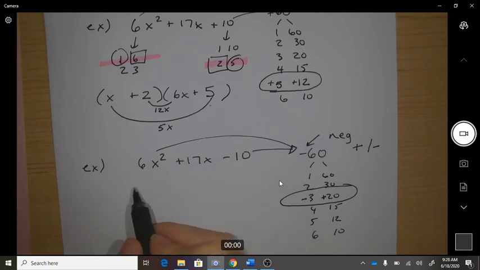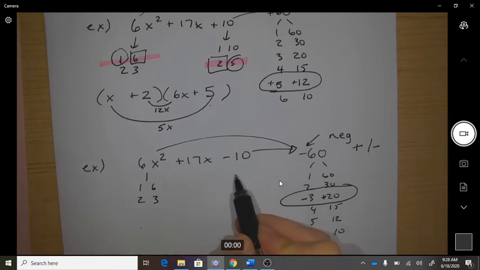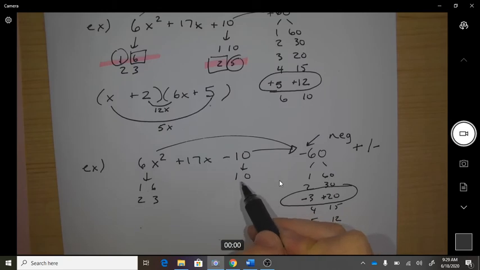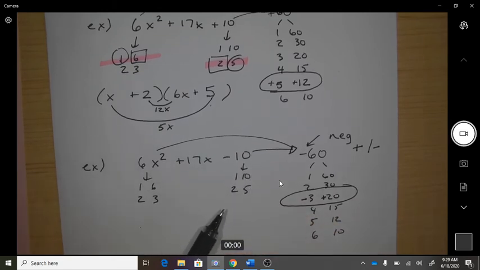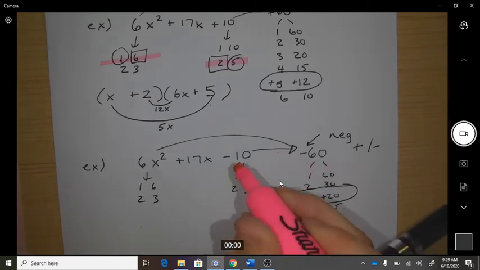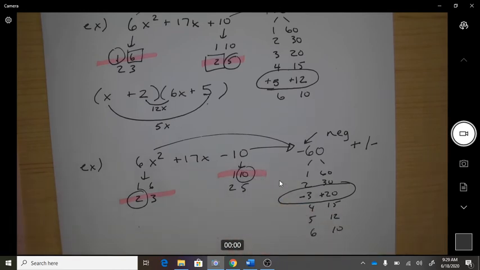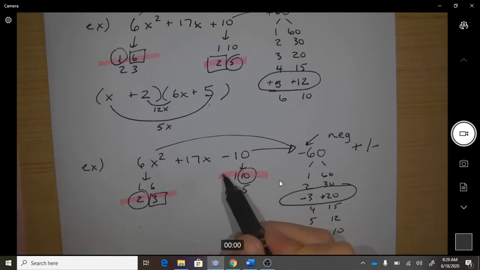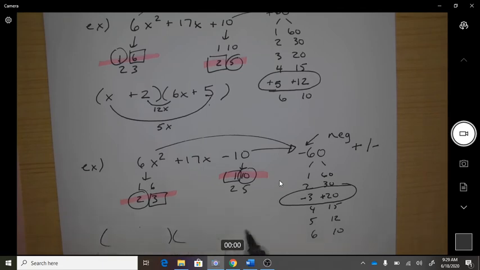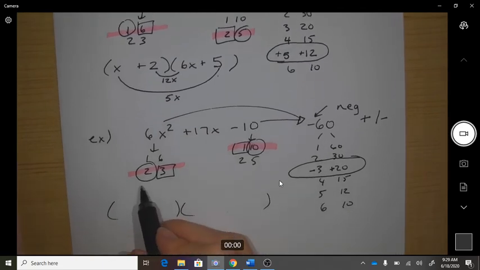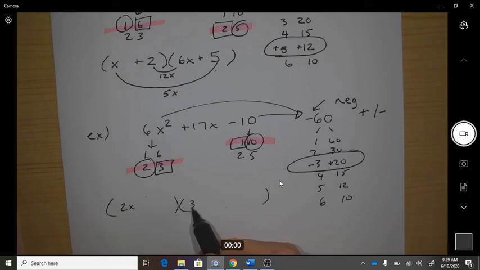Okay, so 1, 6, 2, 3, 1, 10, 2, 5. So now I'm looking for a grouping of 20 and 3. So now it looks like I would like to use this group so that I could go 20 and 3. So in my brackets, this is my first. So 2x and 3x. That makes my 6x squared.